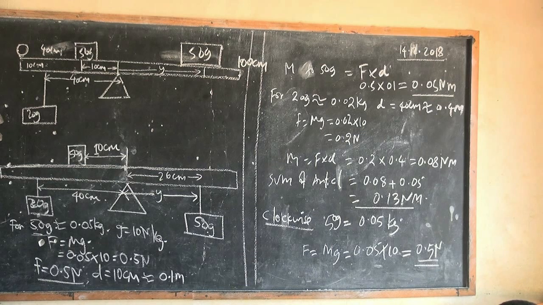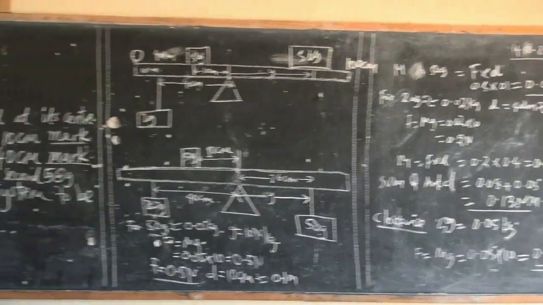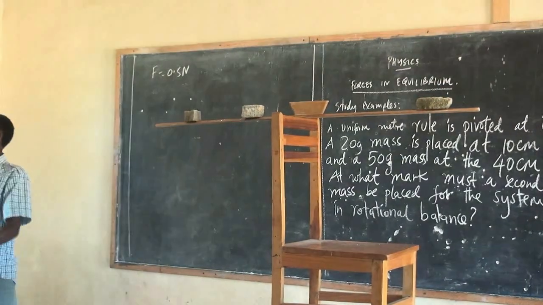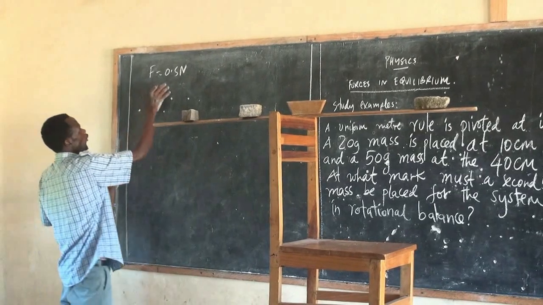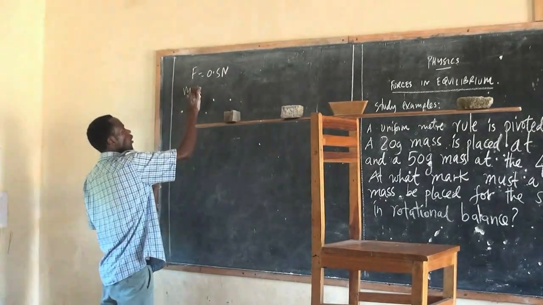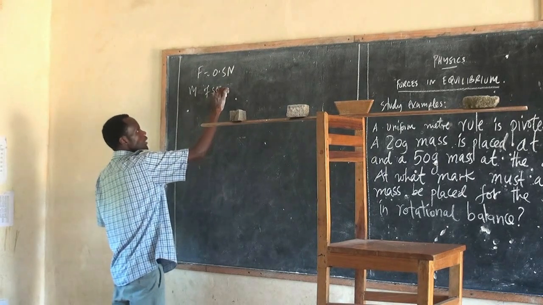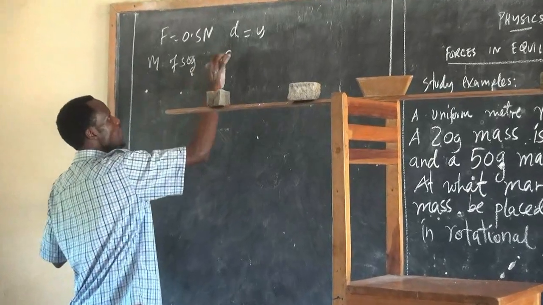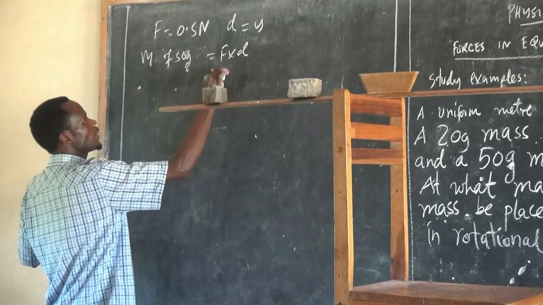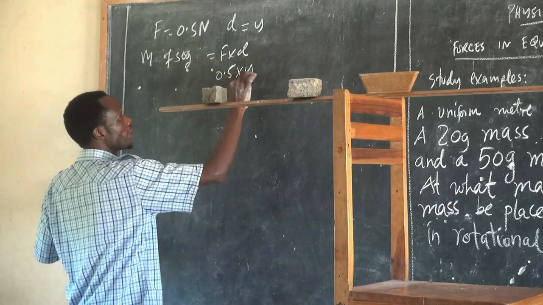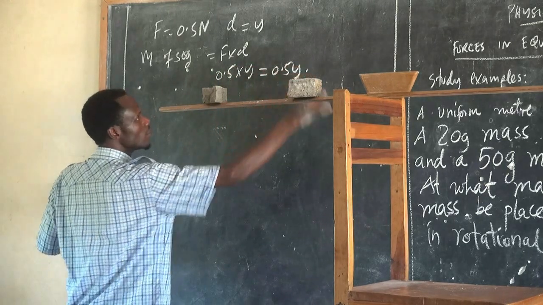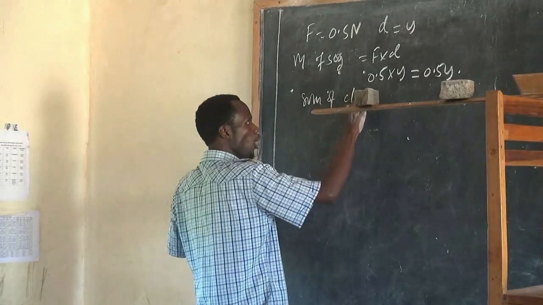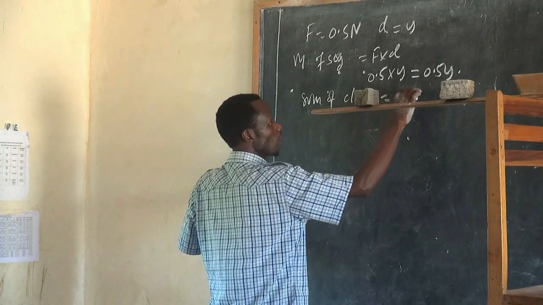Now force is equal to 0.5 Newton, but we are not looking for a force. We are looking for the what? Moments. Now the moment of 50 grams. Distance is equal to y. Moment is equal to force times what? Distance. Force is 0.5 times distance y, so it is equal to 0.5y. Now the sum of clockwise moments is equal to 0.5y.